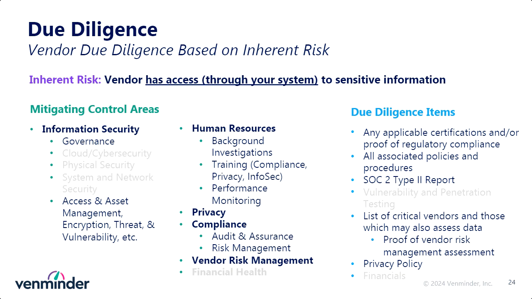This next type of inherent risk is a vendor that only has access to sensitive information through your system. Unlike the previous example, they're not storing, transferring, or processing the information themselves, so the control areas and due diligence items are a little less extensive. For example, this type of inherent risk wouldn't require a mitigating control of network security because your sensitive information isn't stored on their system at all.